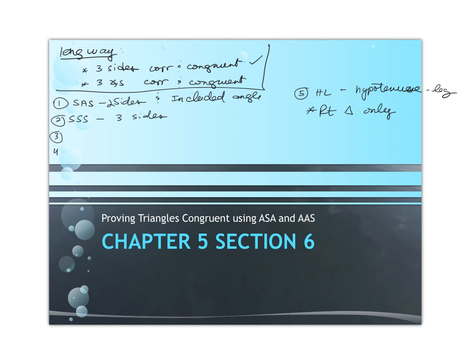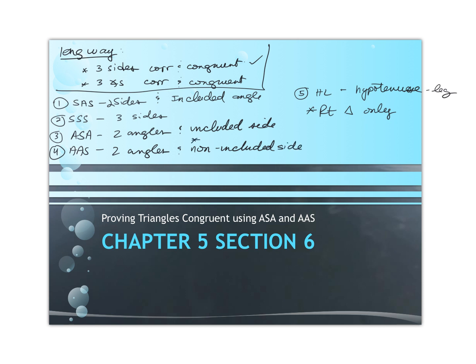And then today you're going to learn the missing two that we hadn't covered before, and it's ASA and AAS. ASA is two angles and the included side, and AAS is two angles again, and it's the non-included side. Now, the non-included side, it does matter which side, so again, I'm going to star it, but we'll talk about it today. But basically, these are the 5 shortcuts where you don't have to prove every angle and every side.